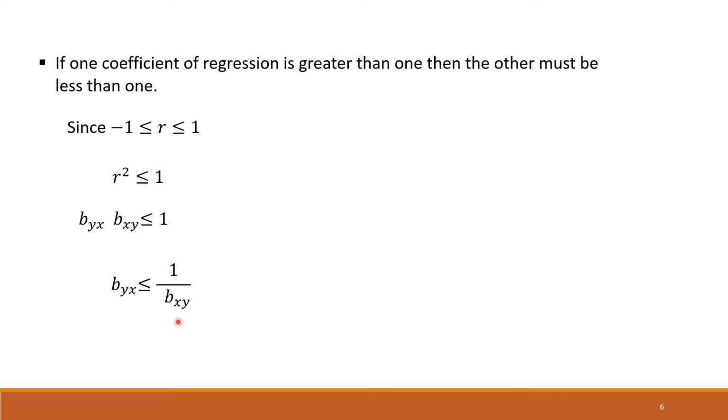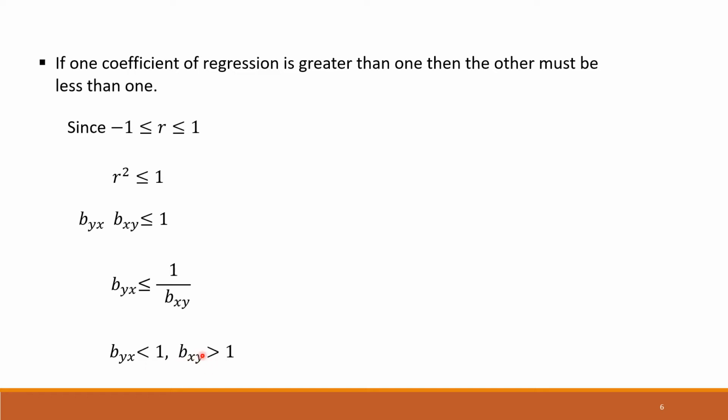Now if Bxy is less than 1, then Byx, if it is greater than 1, then Byx will be less than 1. If Bxy is less than 1, then Byx will be greater than 1. So you can have either Bxy and Byx both less than 1, or if one is less, the other one has to be greater.